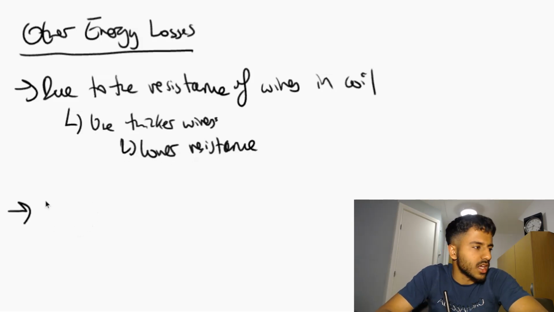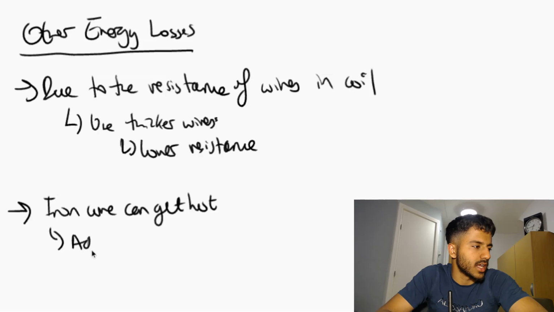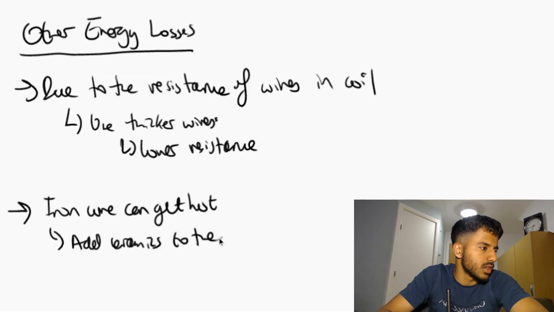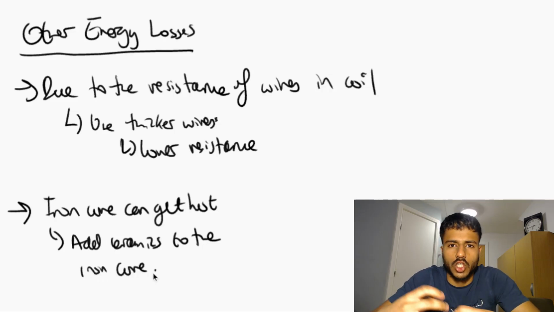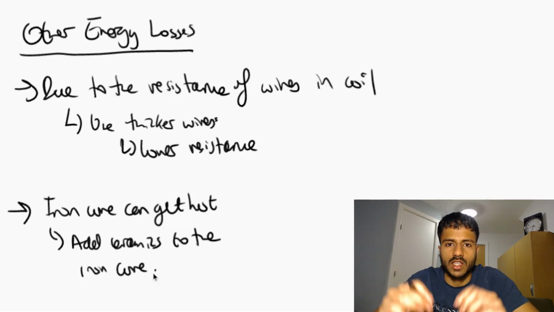Now another one is that the iron core can get hot. So in order to decrease this, we can add ceramics to the iron core. So if you add a mixture of ceramics to the iron core, we can effectively reduce the amount of heat that is produced in it.